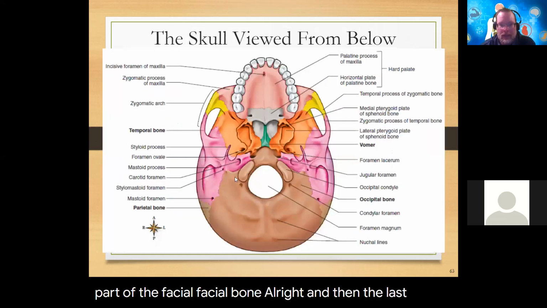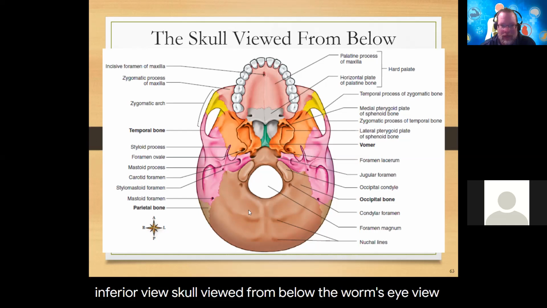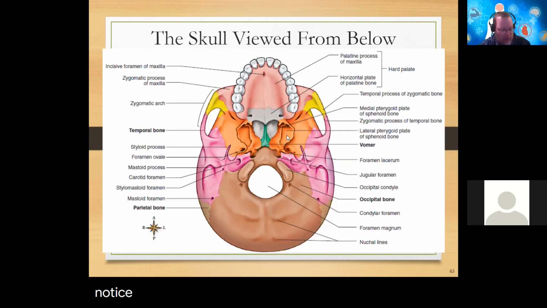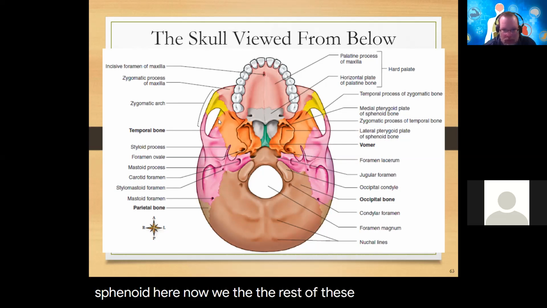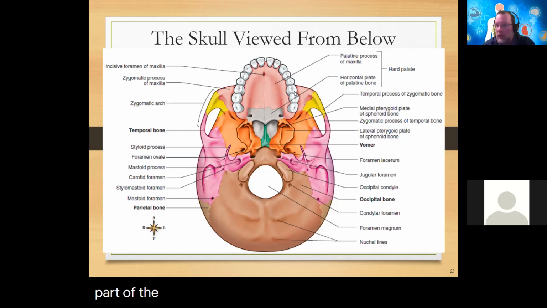All right, and then lastly, the inferior view, skull viewed from below, the worm's eye view, going back to the occipital. Again, we see the big hole, the foramen magnum, and then we have these 2 little condyles on each side. The other couple of items that we notice as we go now, well, you can see the temporal bone in all of its glory there. And you can see the sphenoid here. Now the rest of these bones in front here, this pink one and yellow one, a grayish colored one here and this green one, these are going to be part of the facial bones.